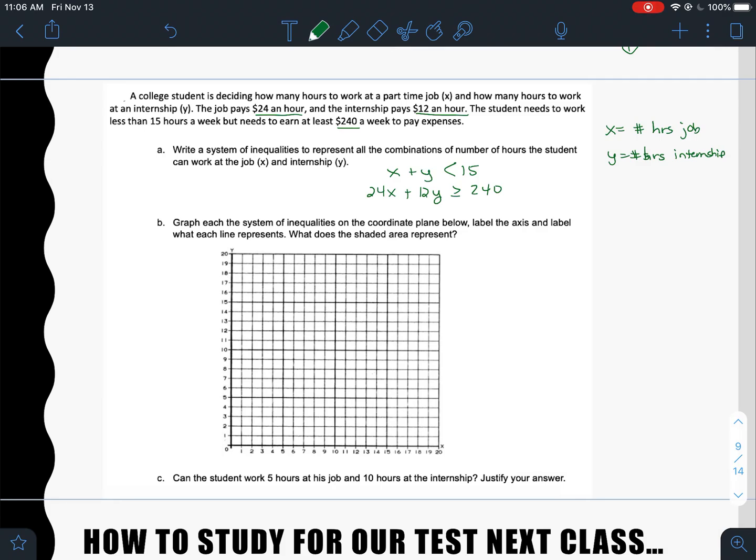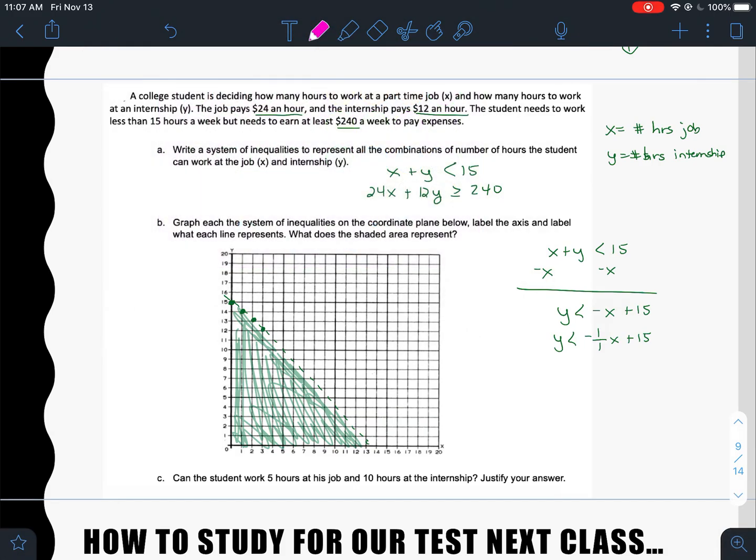Now we're going to graph them, and then we're going to talk about what that solution means. So if I take x plus y, it needs to be less than 15. So we're going to graph it just like we did before. So we're going to solve for y. So y is going to be less than negative x plus 15. So y is going to be less than negative 1 over 1x plus 15. So this line's going to start at 15, and then it's going to go down 1 over 1. And it's a dotted line, so we're just going to make it a dotted line, down 1 over 1. And then it needs to be less than that, so I'm going to shade below the line. So all of the solutions in that area represent the number of hours she could work at each job.